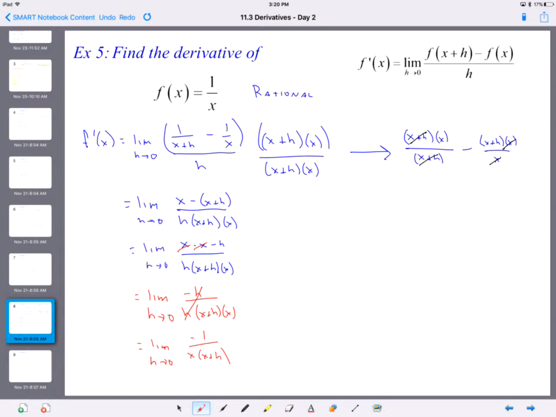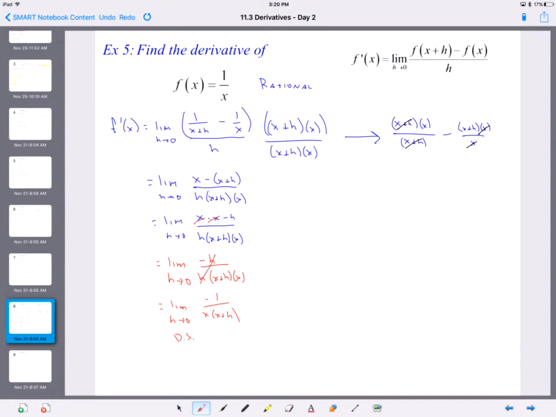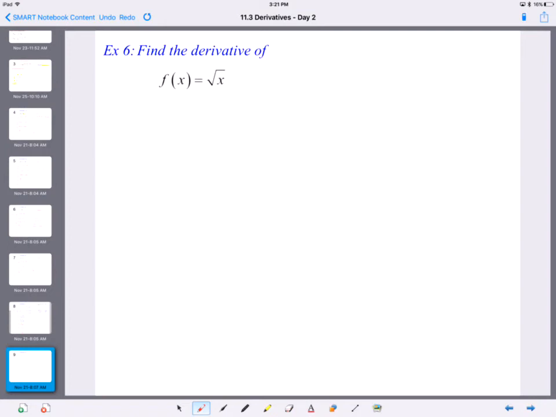And now we can do our direct substitution. We'll plug in 0, and that'll leave us with negative 1 over x times x plus 0, which is negative 1 over x times x, or x squared. So the derivative of the function 1 over x is equal to negative 1 over x squared. And so that's how you find the derivative of a rational function. And we also can look at some of the homework as well. So let's go ahead and move on to the square root one.